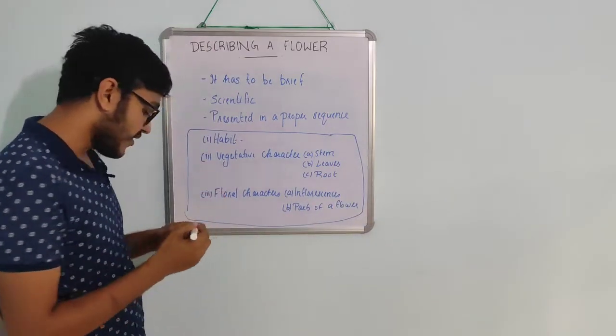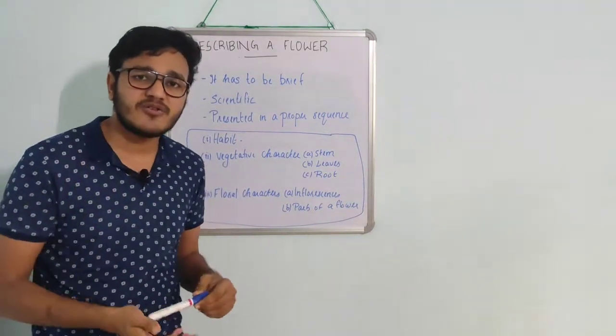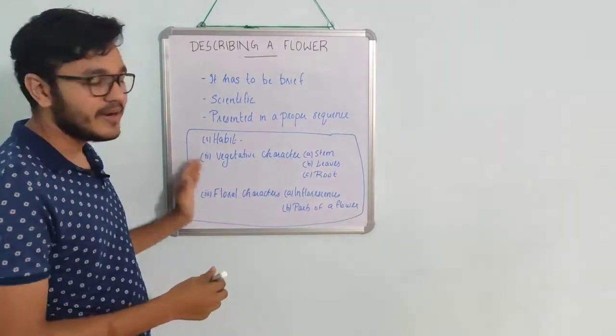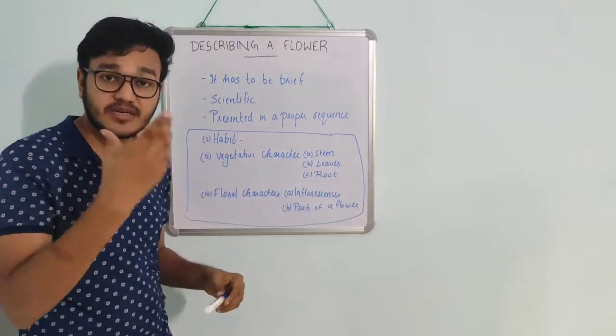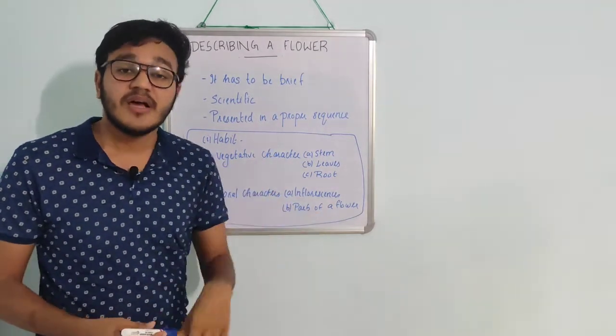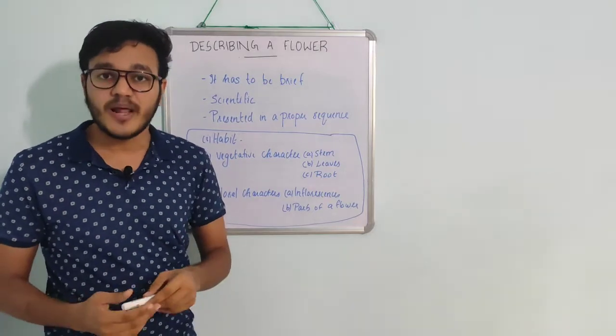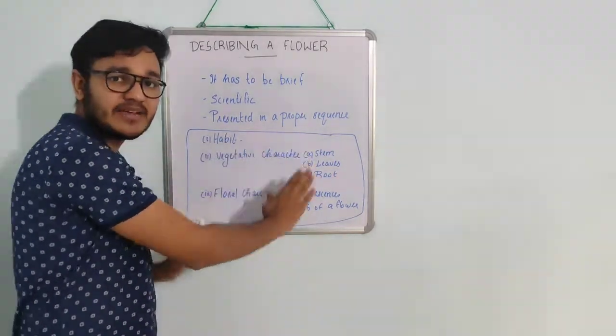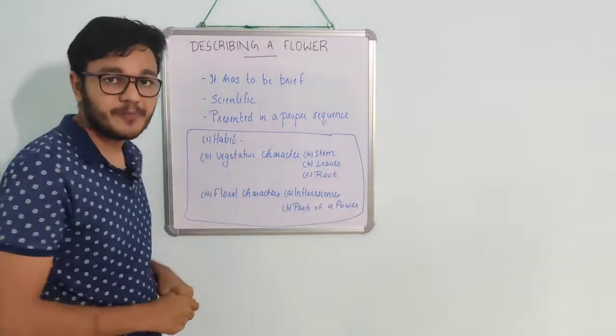Suppose you find a new type of plant and also discover a flower in it. First, you describe the flower like this. The habit, if it is a herb, you should mention that it is a herb. Then vegetative characters, then floral characters. After this come the floral diagram and floral formula. Before going to the floral diagram and floral formula, first let's take an example and describe a flower.